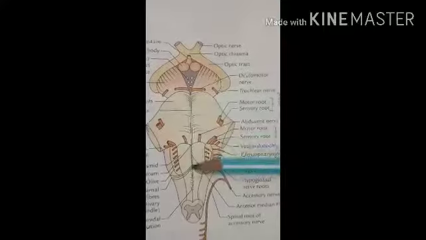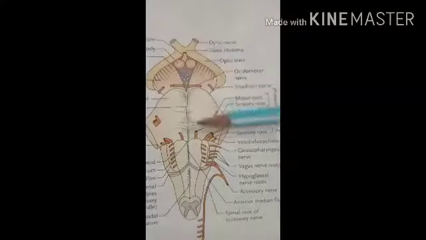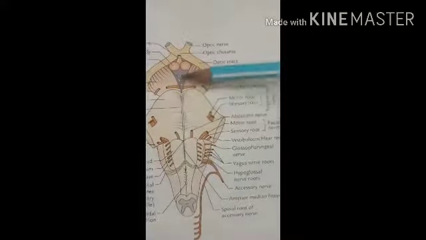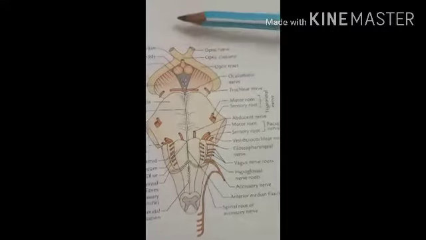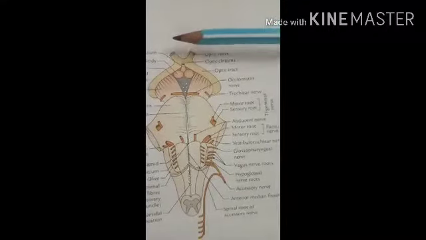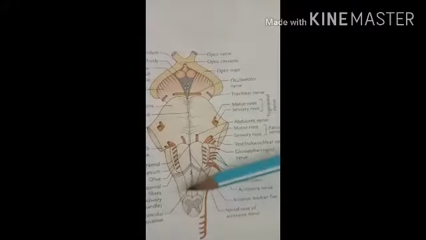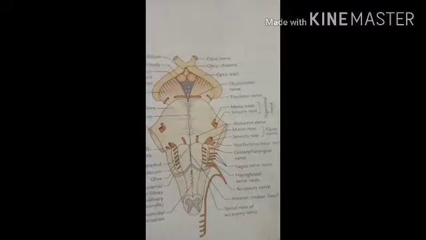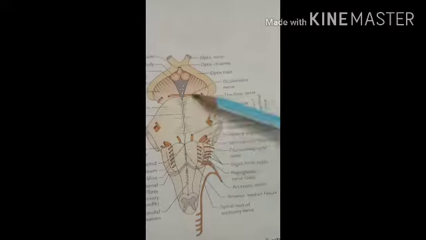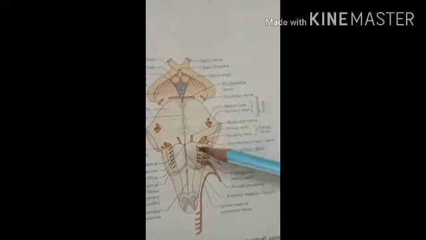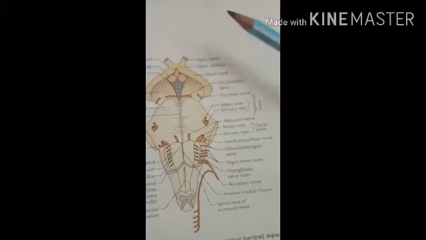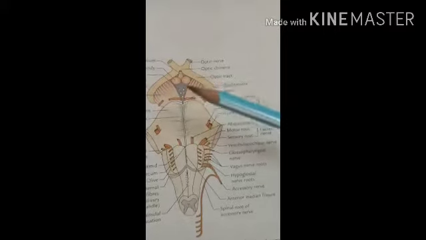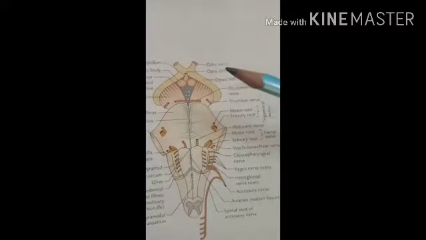So here in this diagram you can see the brainstem. This is the midbrain, this is the pons and this is the medulla oblongata. Superiorly it is connected with the forebrain, that includes the cerebrum and the diencephalon, and inferiorly the medulla oblongata is continuous with the spinal cord. Then posterior to the brainstem there is a cavity called the fourth ventricle, and posterior to it there is the cerebellum.